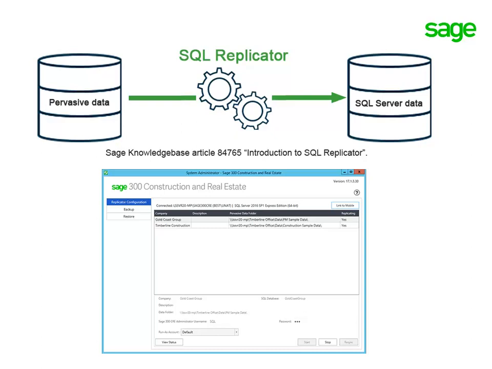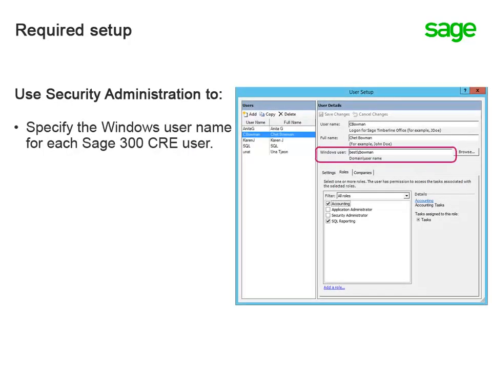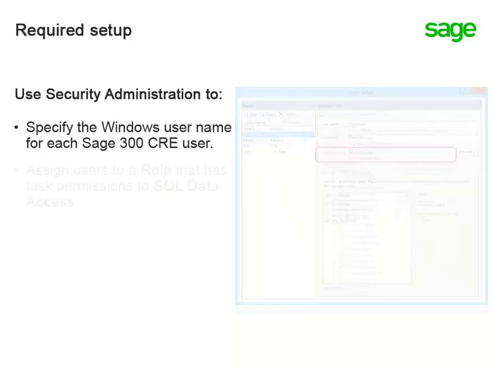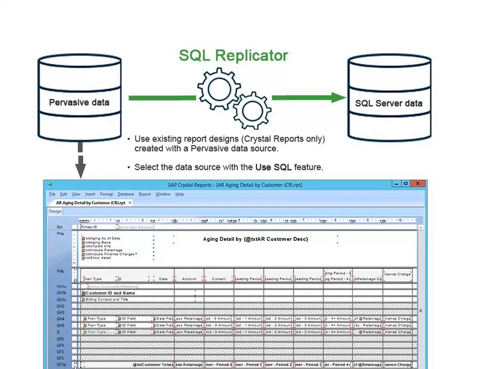Use Article 84765. For anyone to access the data stored in SQL Server, their Sage 300 Construction and Real Estate user setup must be associated with a Windows username and be assigned to a role that has permissions to SQL data access. There's no need to write new reports to access the information from your SQL Server database. You can use any existing Crystal report that accesses your Pervasive data.